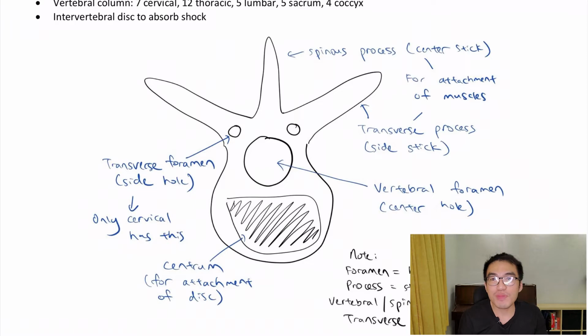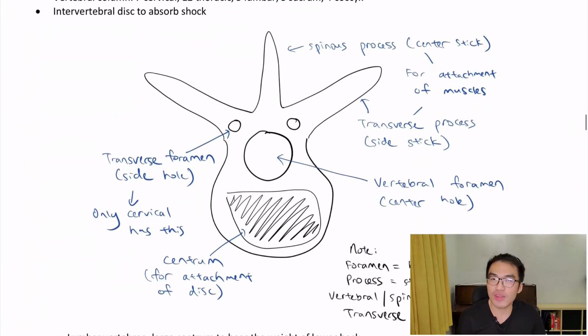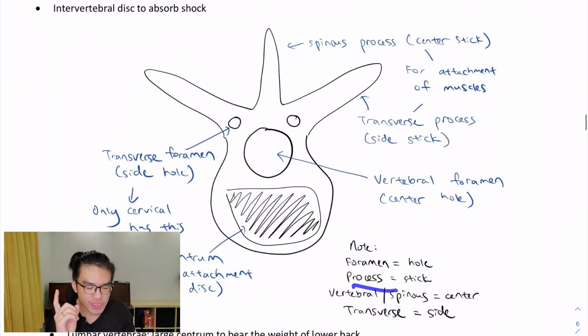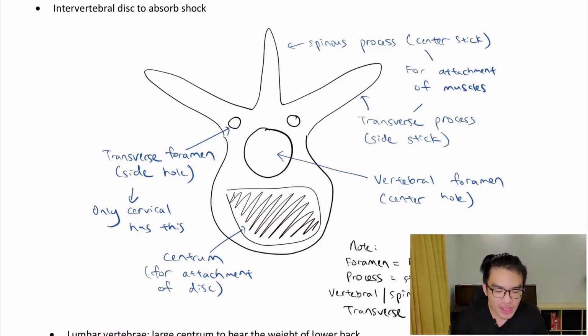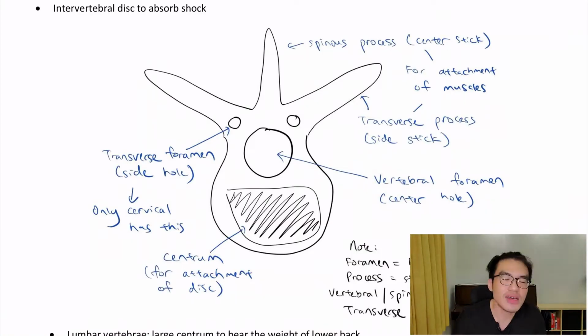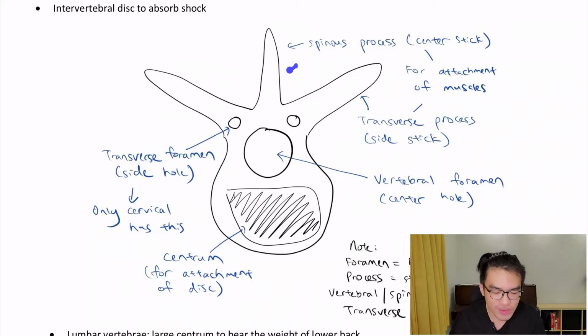So a simple way to memorize here is, let's look at the note first. Whenever you see the word foramen, it means hole. Whenever you see the word process, it means a stick sticking out. When you see vertebral or spinous, means it is at the center. When you see transverse, means it is at the side. So when you see spinous process, it means center stick, a thing that sticks out in the middle. And then you have your transverse process, means the side stick.